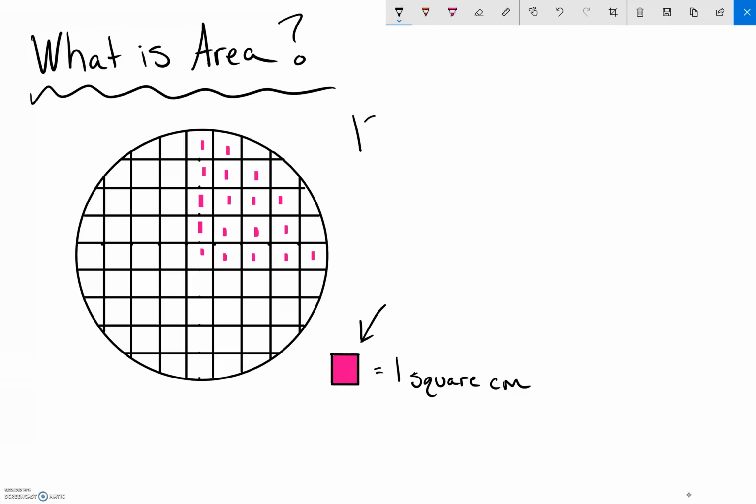That's 18. And then I have some that are kind of like half squares, so I might count these as halves. 1 half, 1, 1 half, 1. So there were 2 more there. And then a couple little scraps here around the corner, so maybe 1 more. I'm going to guess about 21. And that was about 1/4 of the circle. So if I multiply that by 4, my guess is going to be about 84 square centimeters.